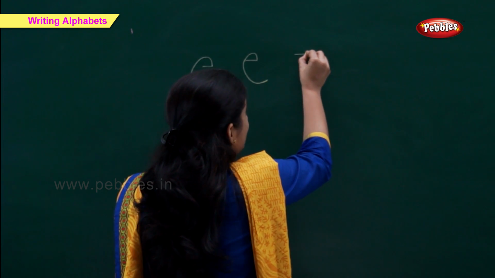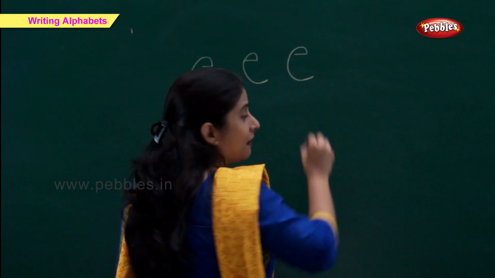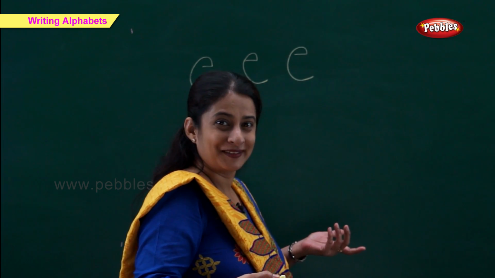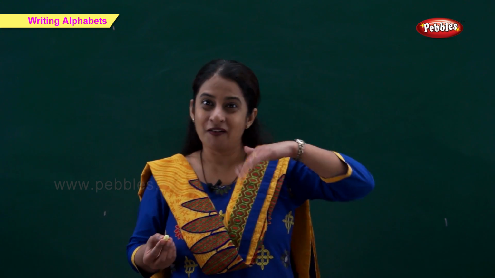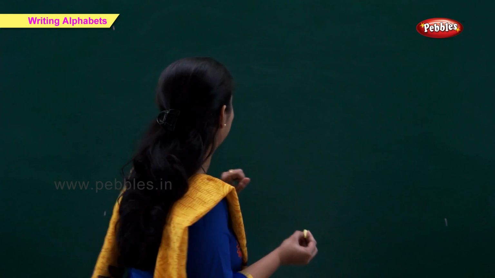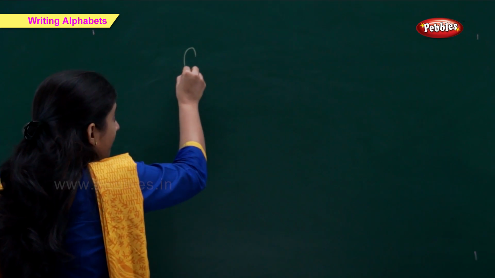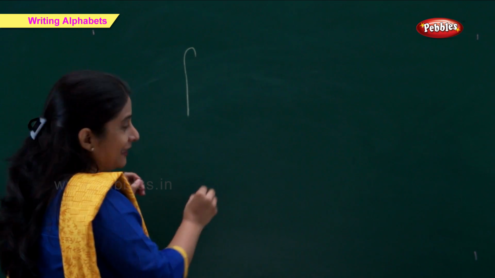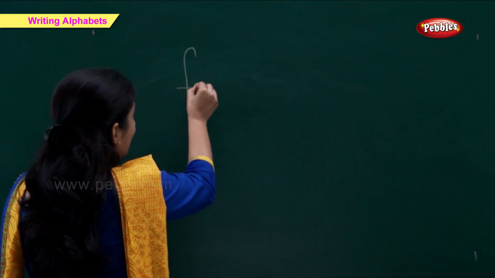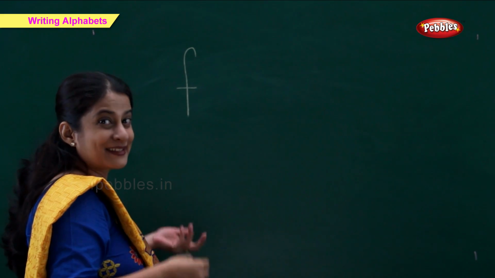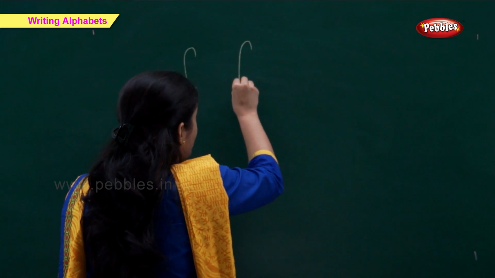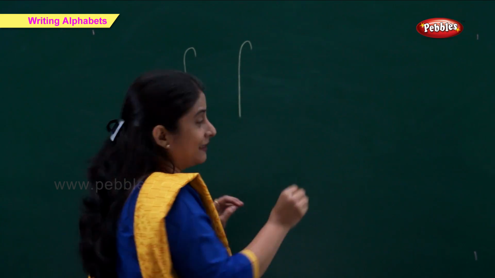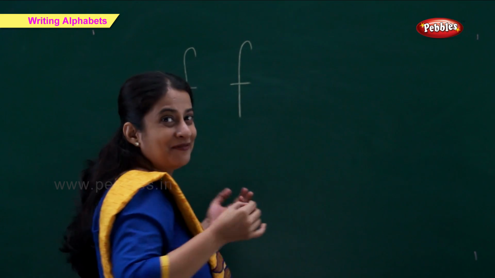Again, a small sleeping line with a curve makes small e. Now let's write F. F for fish. A small curve joining a standing line with a sleeping line makes F.